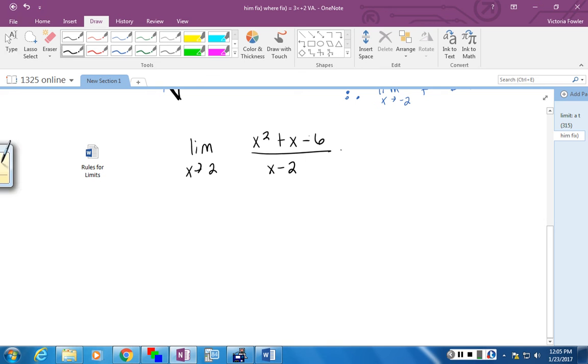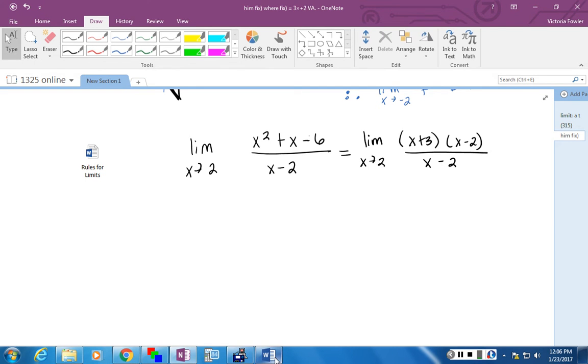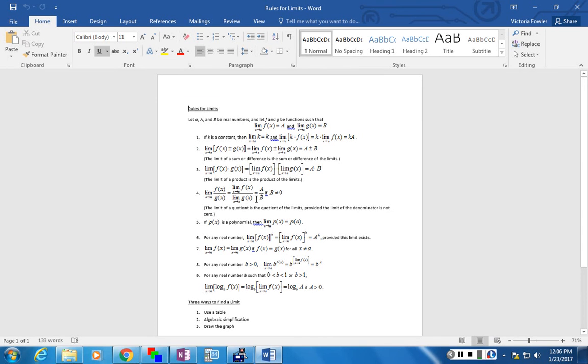Perhaps I consider factoring that numerator. And so if I think about 2 things that multiply to -6 but add to 1, this is going to factor into x plus 3 and x minus 2, and it's all over x minus 2. I can see that instead of maybe using that property, if you open back up from a moment ago, it looked like I probably could use what was called rule number 4. I really can't, because I can't have that denominator equaling 0.